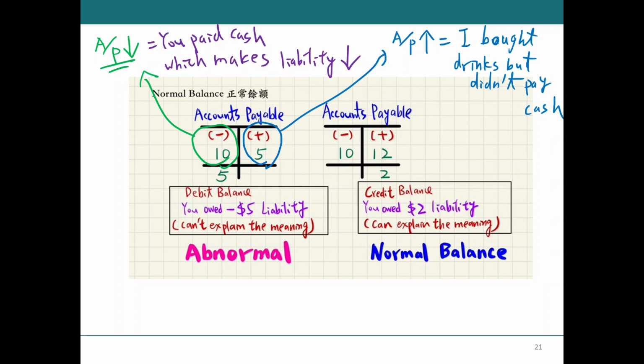You have the liability $5, means what? I owe the money $5. But why do you pay the $10? So if you have a $5 ending balance, final amount on debit or credit? Debit. Debit means decrease, right? So what does it mean? I have the liability negative $5. Could you explain the meaning?